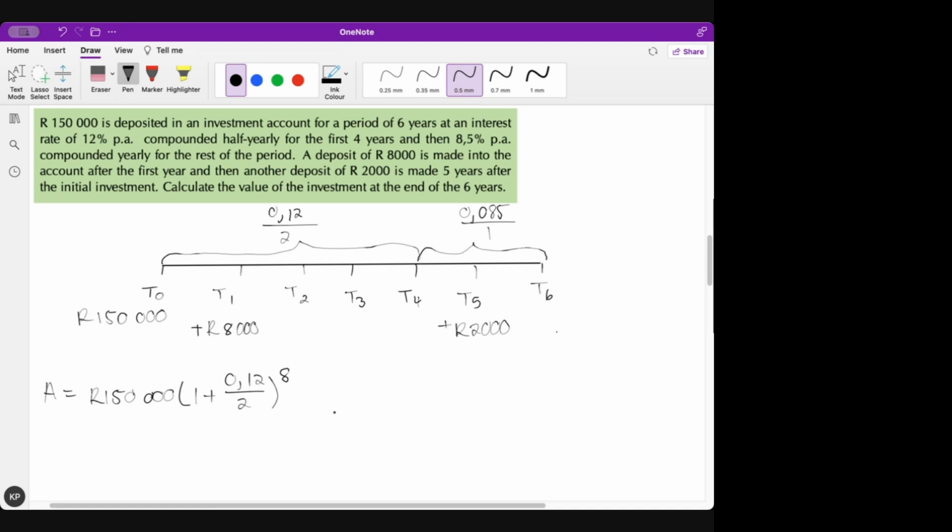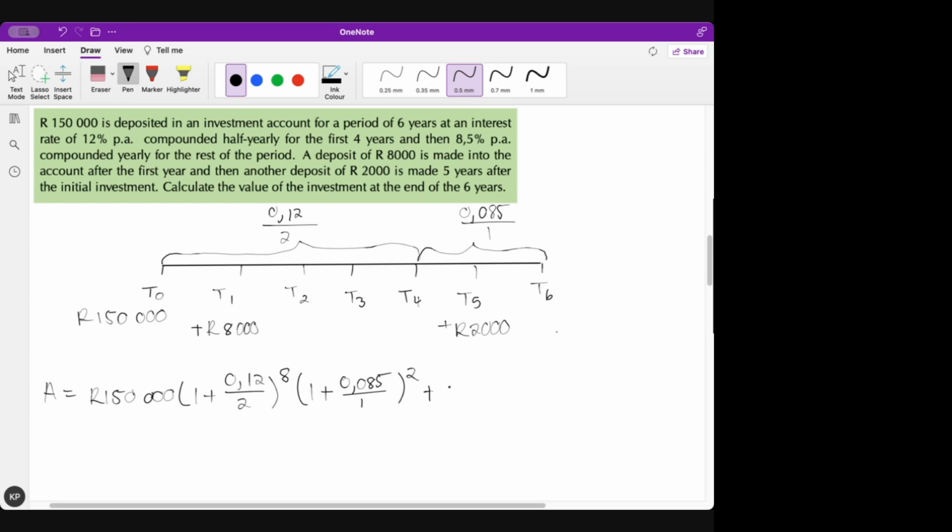And thereafter, for the final 2 years, it is at 0.085. You don't have to write this over 1. 0.085 compounded yearly, which means the exponent is 2 because it's 2 years. Okay, so that would be just the 150,000.